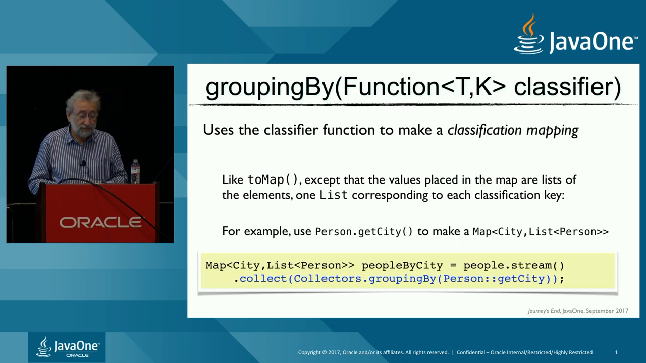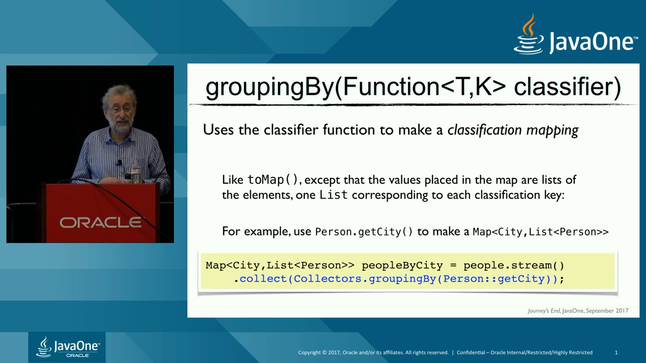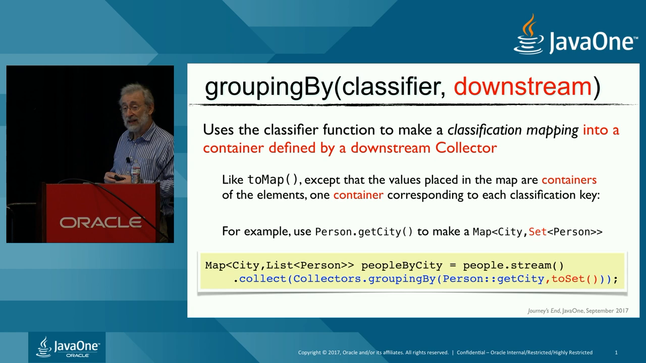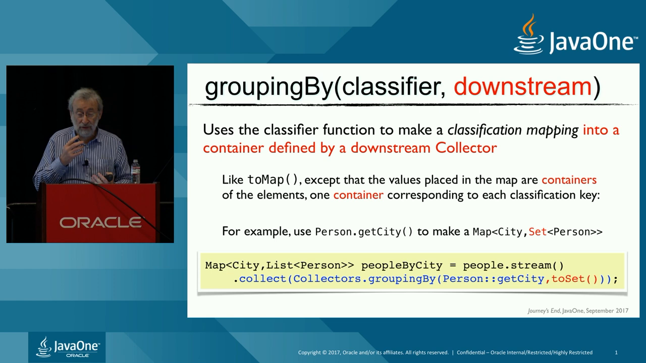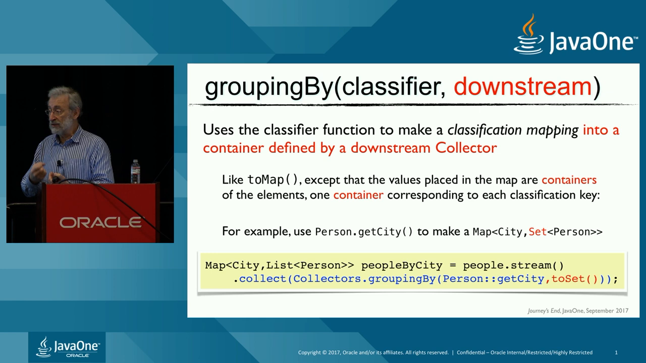This is the start of it. Supposing you wanted to make something other than a list. Maybe you wanted to make a set instead. Well, there is this idea of a downstream collector. A downstream collector is one which takes the values that have been emitted from a collector, and within the same collector, it does some further work on them. So you get a further stage of collection work.